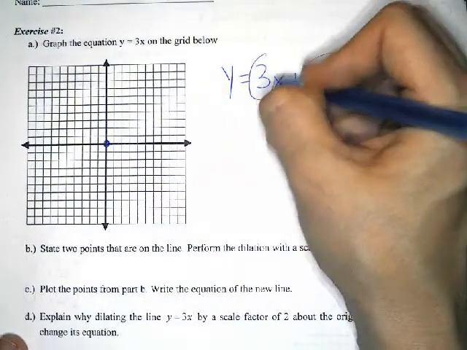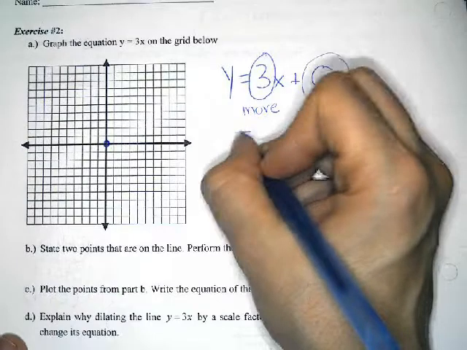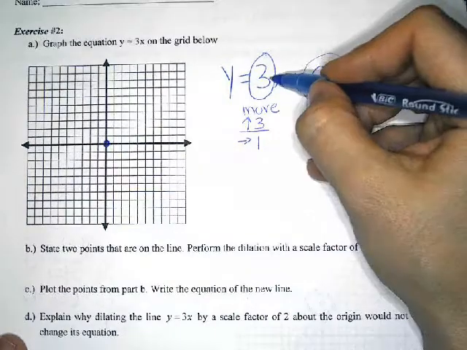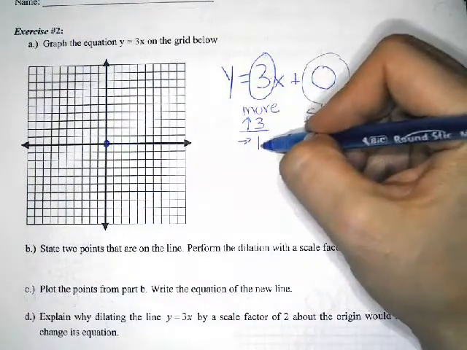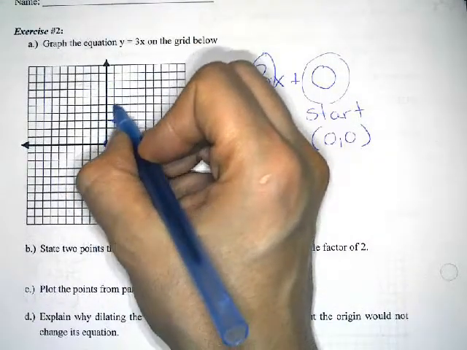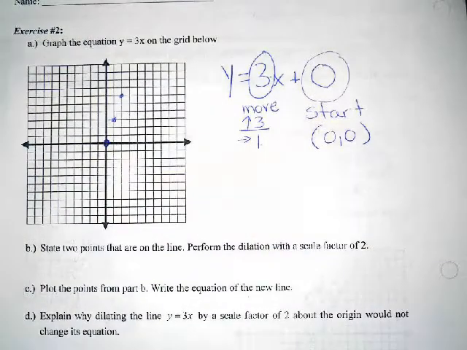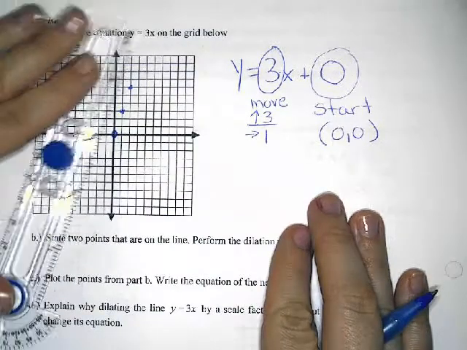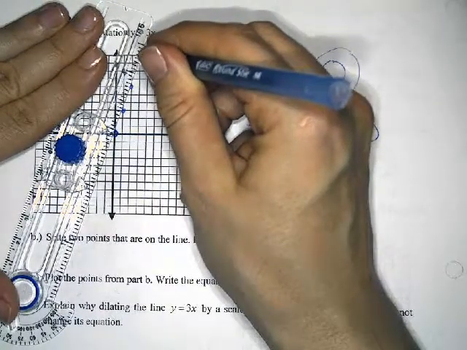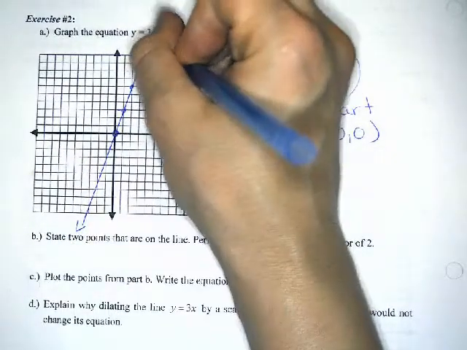The number in front of the x is the slope, and it's going to tell me how to move, which in this case is going to be up 3, right 1. Even though it doesn't have it as a fraction, we put it over 1 to make it a fraction. So I'm going to move up 3, right 1, up 3, right 1, to get my points. Okay, so I'm going to graph it, which means I'm going to actually connect it and make it into a line. Don't forget arrows and labels. y equals 3x.